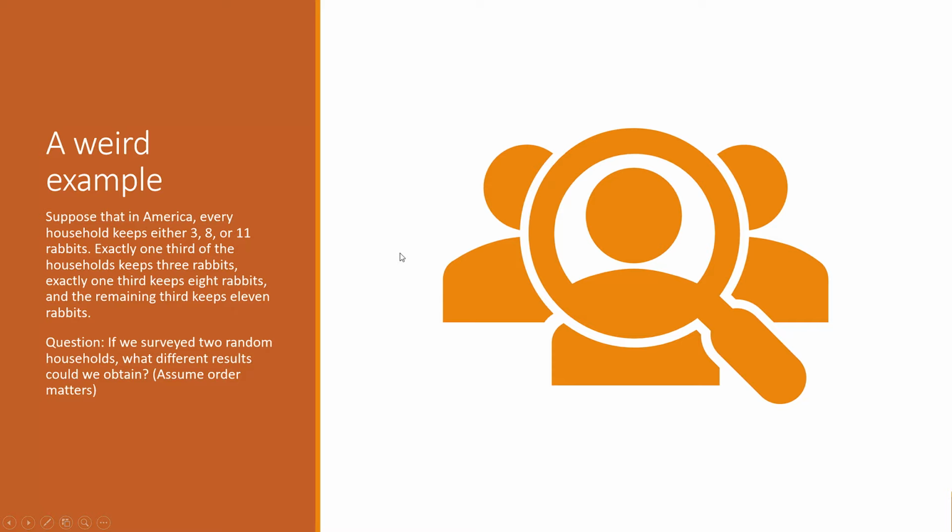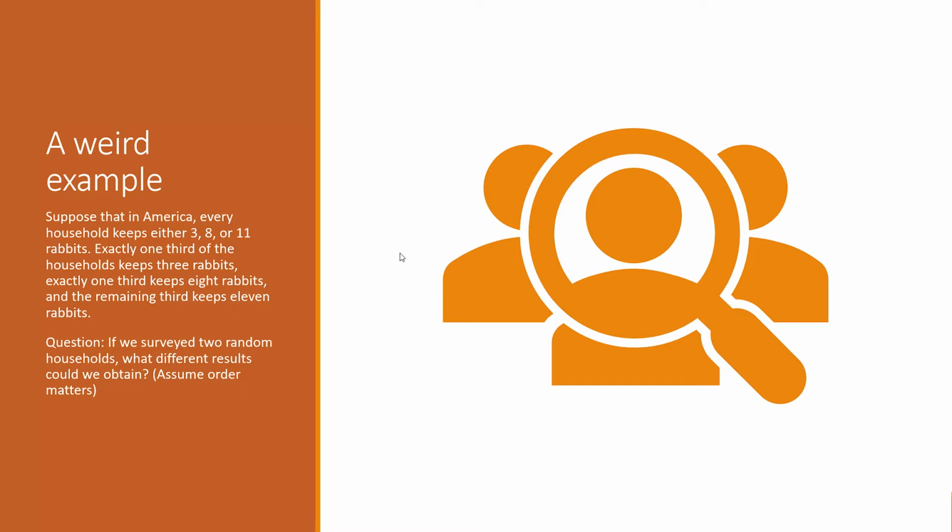So suppose that in America, every single household keeps either 3 or 8 or 11 rabbits. I just made those numbers up. Obviously, that's not reality, but it is now. And we'll suppose that it's evenly distributed. Every house either has 3 or 8 or 11, and exactly one third of all American households have exactly 3, exactly one third have exactly 8, and exactly one third have exactly 11 rabbits in that home.